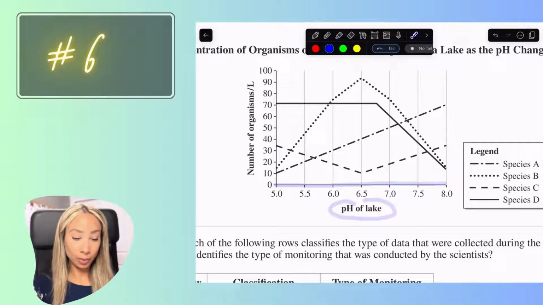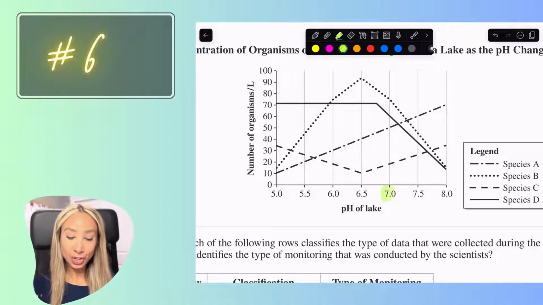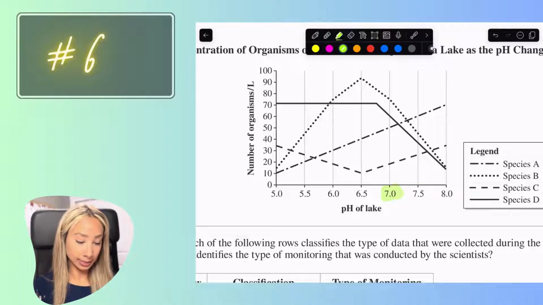One thing I do want to point out is they were a little sneaky in this. They put the neutral pH not in the middle where we often see it when we're looking at pH, but they kind of stuck it to the side. So keep that in mind. And then the other thing is on the y-axis, they gave us the number of organisms.